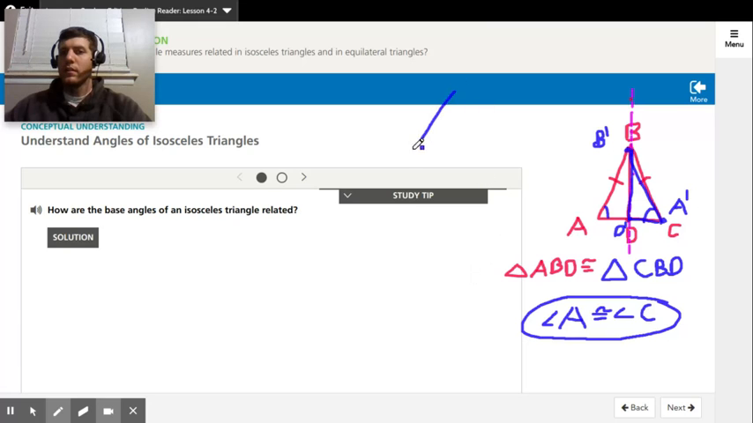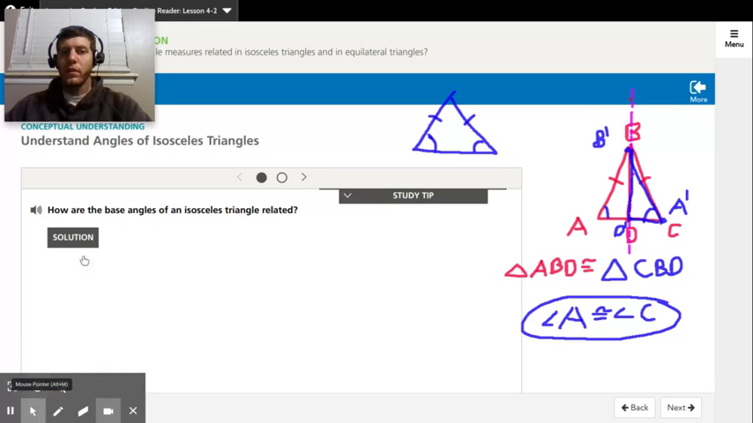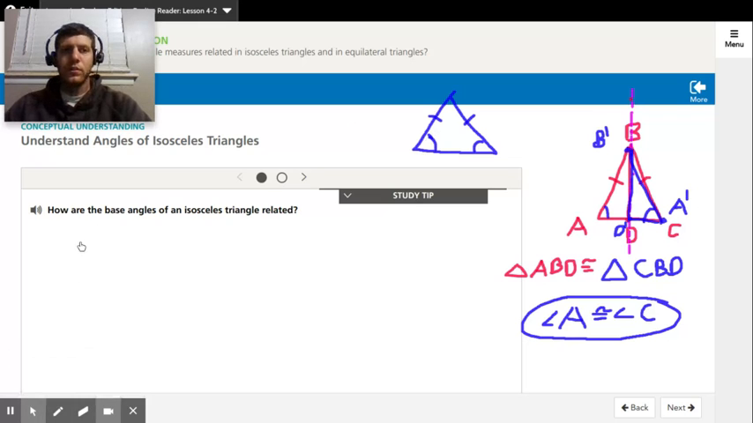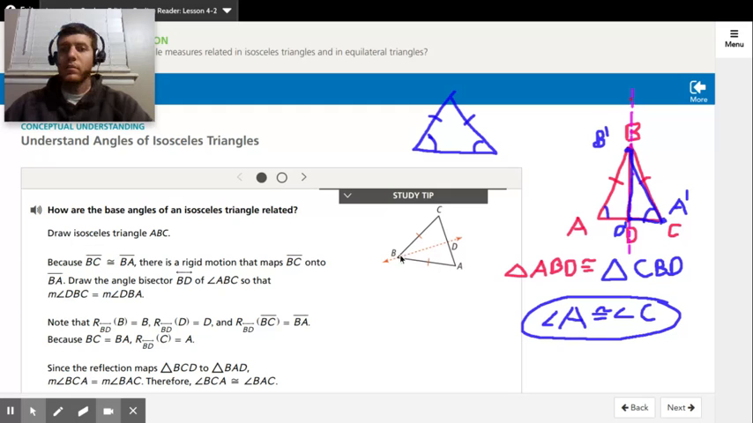So if we drew it again here, and we had an isosceles triangle, we would know our base angles are also going to be congruent in an isosceles triangle. Okay, and if we look at their solution, they're probably going to show us the same thing here. Yep, so they even used the same letters, A, B, C.